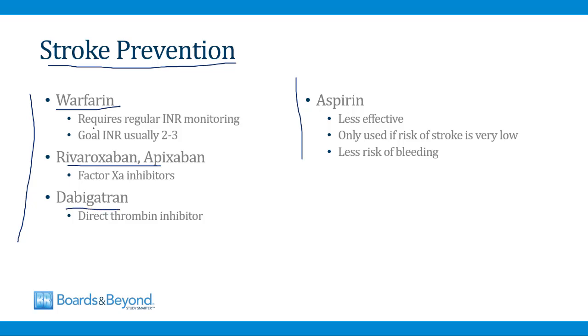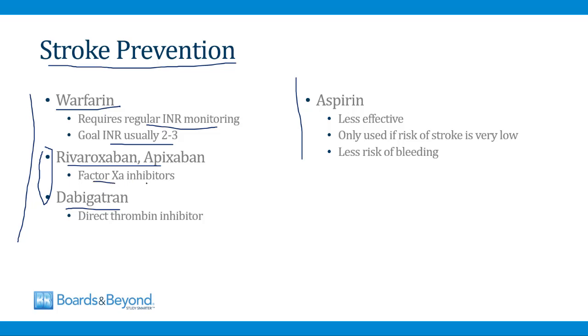Warfarin is a vitamin K antagonist. It blocks the formation of clotting factors in the liver. The problem with warfarin is it requires regular blood testing to measure the INR, and that's a nuisance for patients. Usually when you treat a patient with AFib for stroke prevention with warfarin, you titrate the dose to achieve an INR of 2 to 3, and you have to check it frequently because the INR can go up and down depending on the patient's diet. Nowadays we rarely use warfarin, and that's because these two groups of drugs are available.